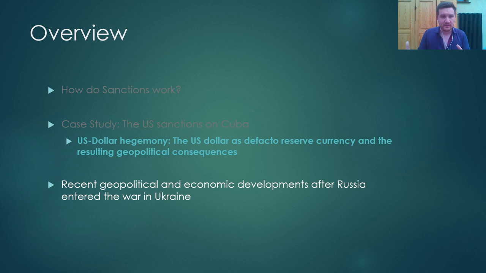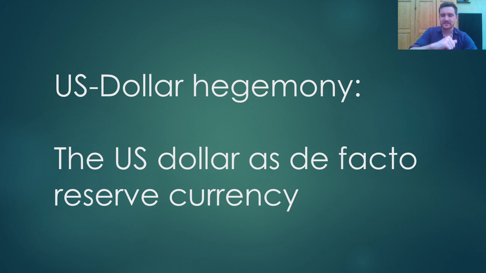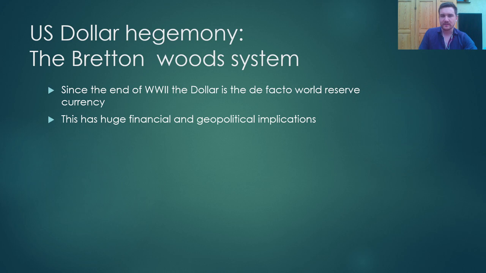Now that we know how sanctions work, I want to elucidate the role of the US dollar as de facto reserve currency and how the US dollar is actually used to facilitate those sanctions. So the United States dollar, since Bretton Woods, since the end of World War II, is the de facto reserve currency, and this has huge financial and geopolitical implications.